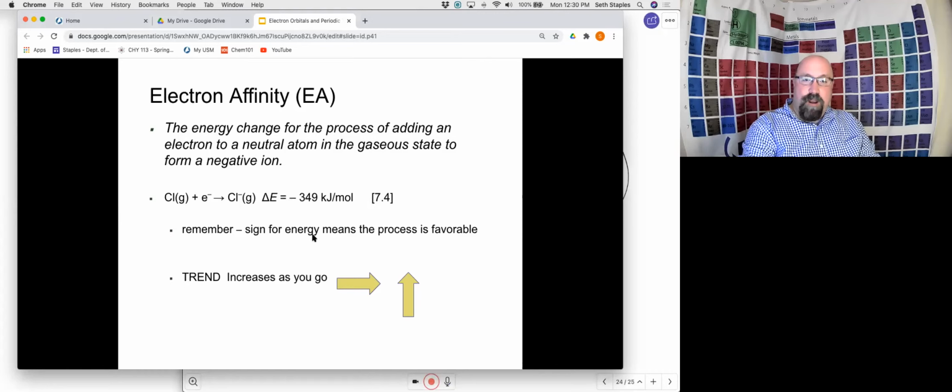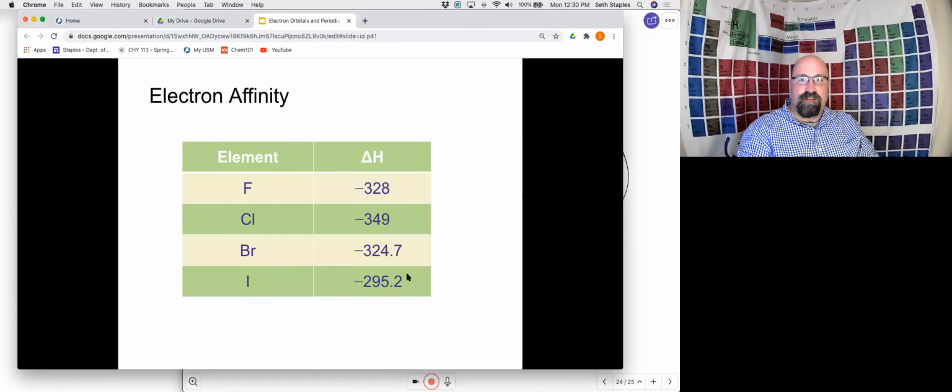And so similarly, but opposite, the electron affinity of an atom is how much energy change there is in adding an electron to a neutral atom. Typically, this is an energetically favorable process, and so usually this is an exothermic process. The trend increases. It is more energetically favorable, we'll put it that way, as you move left to right and as you move up the table.